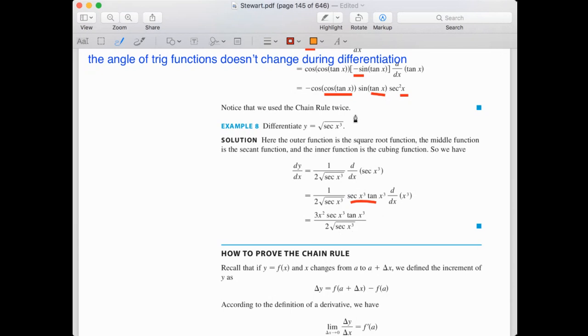Just think from inside out when you take a derivative. But when you try to figure out the composition of functions, you think about the very outside layer, this square root. The middle layer is a secant. The very inner layer is a cube. All right.